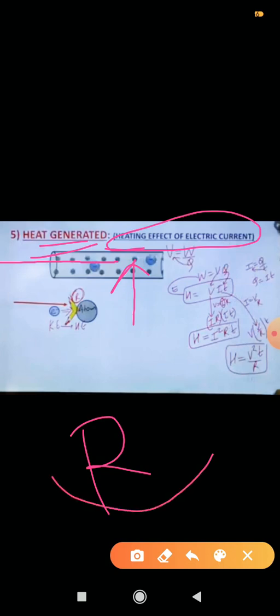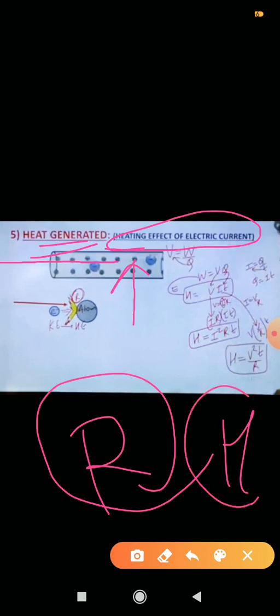So, for electric heat generated, we take the proper definition of the heating effect of electric current. When an electric current passes through a wire, the wire gets heated and its temperature rises. This is known as the heating effect of electric current, but it happens because of resistance. If resistance did not take part in the wire, with the electrons, the heat would not be produced. So resistance is very necessary in electricity.